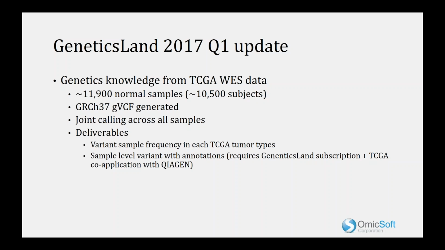On the content side, I think our TCGA normal sample germline mutation calling is almost ready; it's actually ready for the exome sequencing data. We collected close to 12,000 normal samples, downloaded all the BAM files, and ran GATK on those BAM files to get GVCF files. And we do the joint calling across all 12,000 samples together.